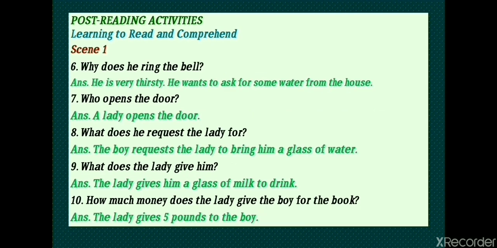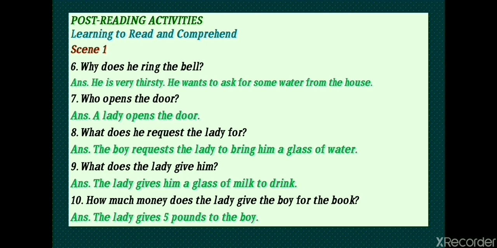Question number 6. Why does he ring the bell? All of you know he is very thirsty. He wants to ask for some water from the house. Next question. Who opens the door? Easy again. A lady opens the door.